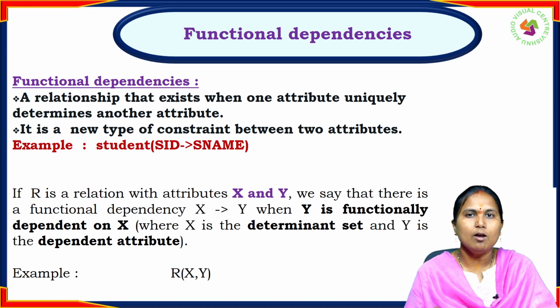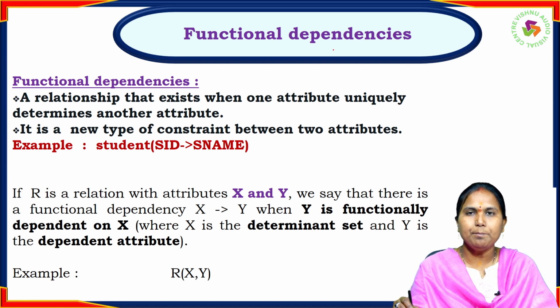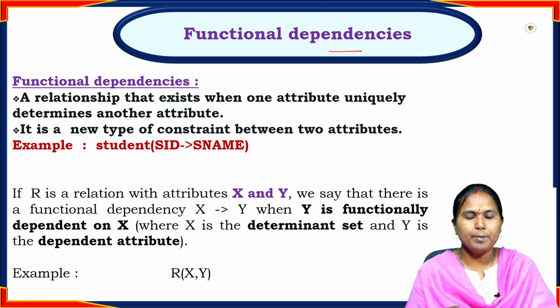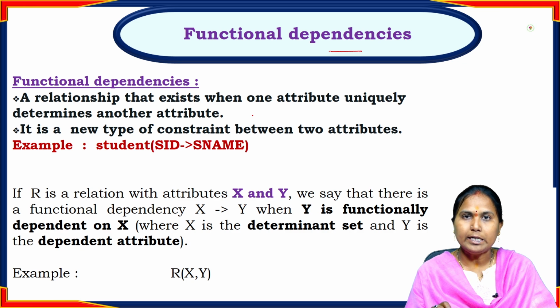First of all, what is meant by functional dependency? A functional dependency is nothing but a relationship that exists when one attribute uniquely identifies the value of another attribute.